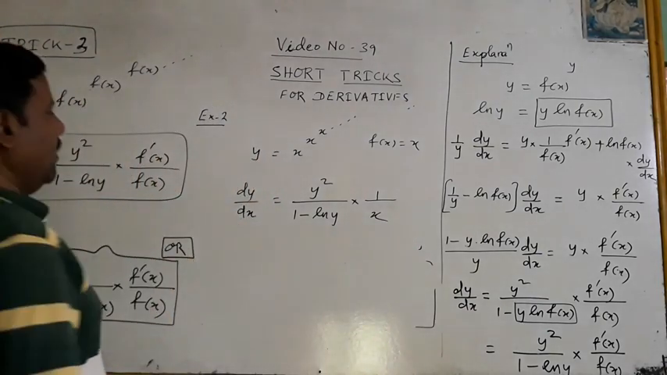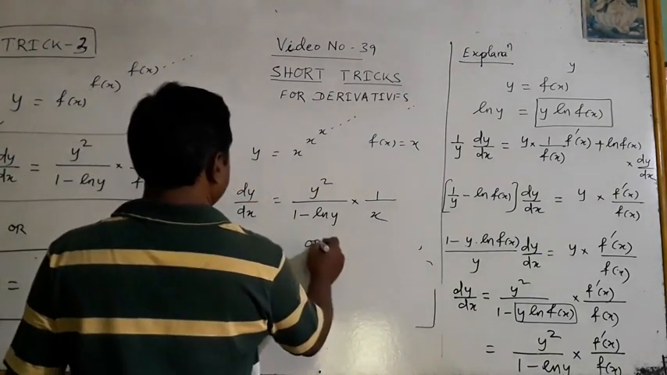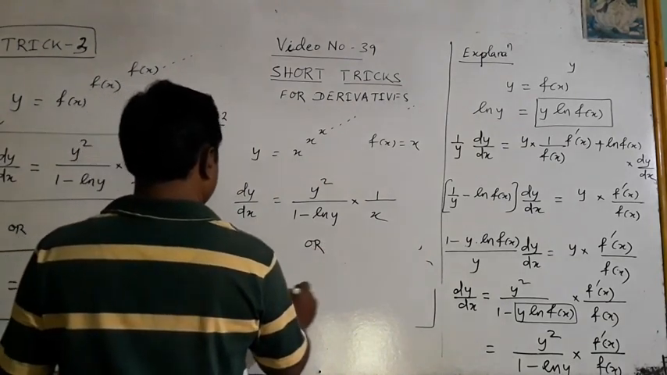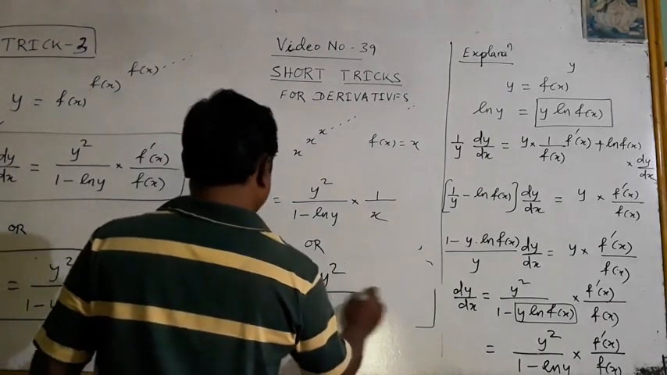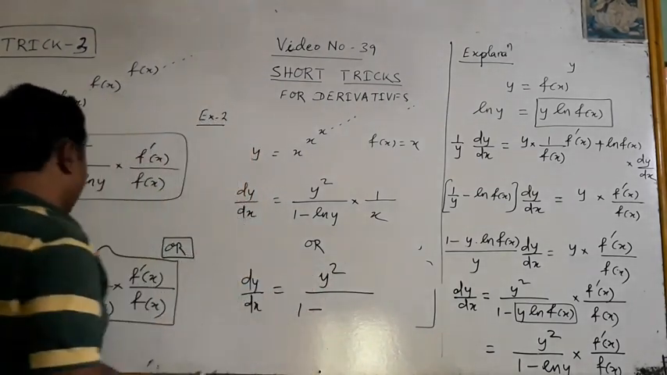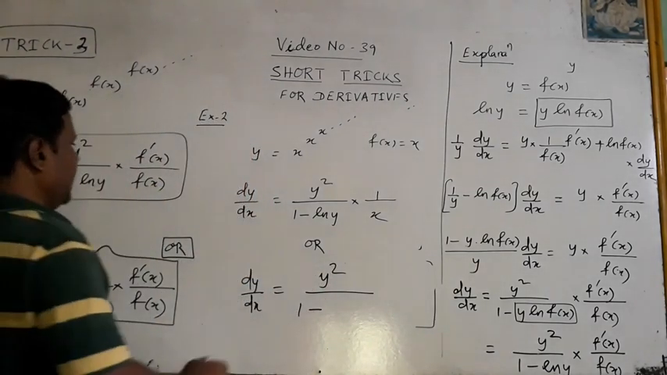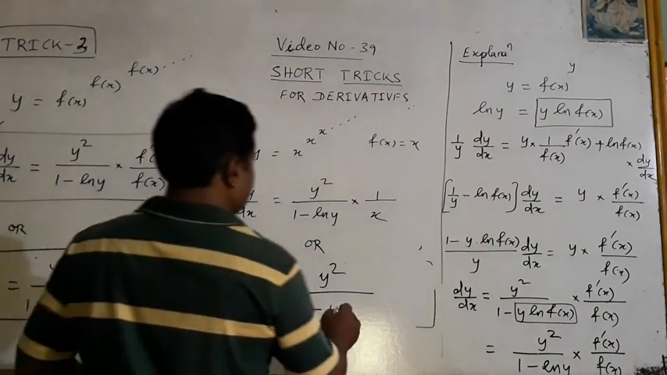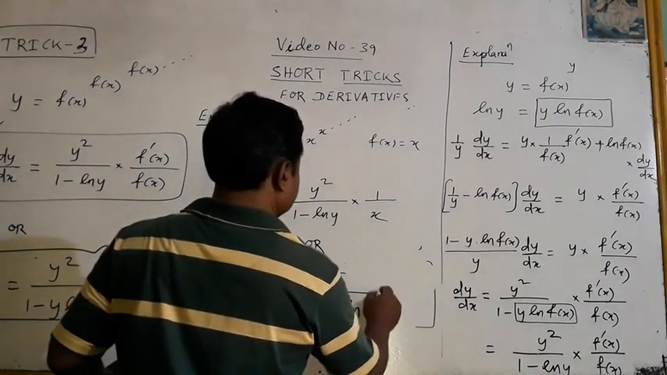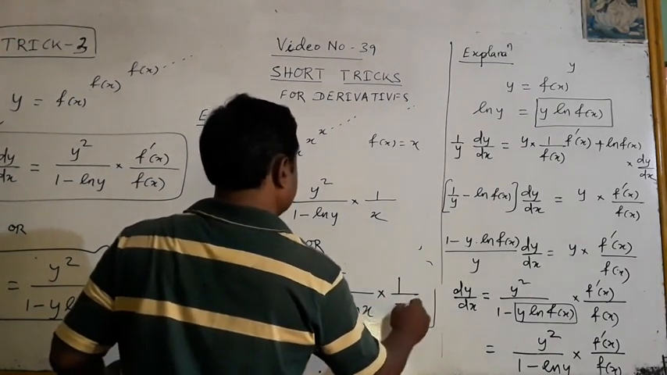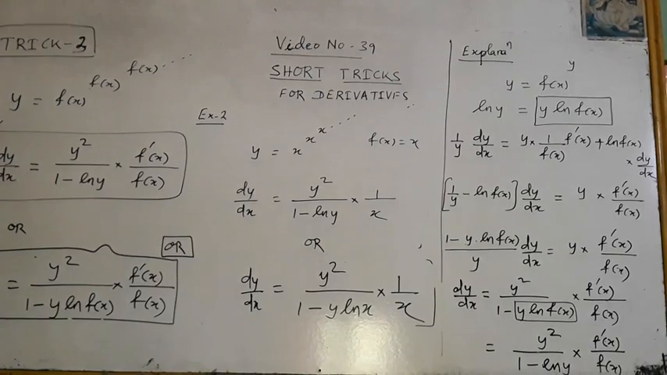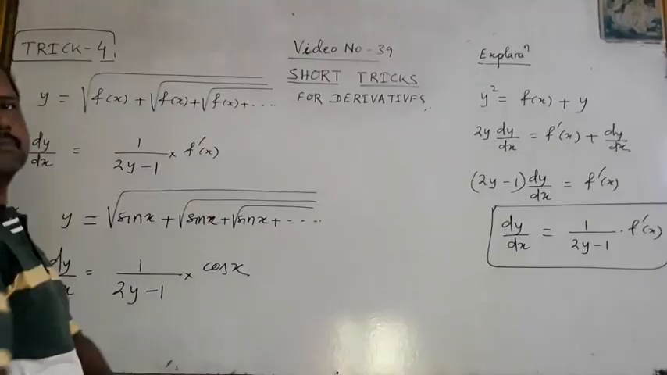You can verify, or if you write in this manner, no necessity. There are two methods. That is y square by 1 minus y ln f(x), here ln x into 1 by x. Okay? Whatever you can write. This is trick number 3.